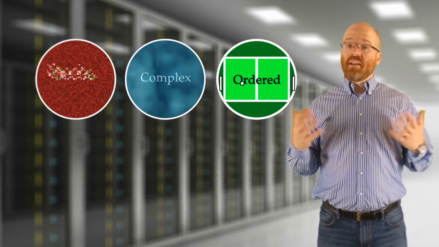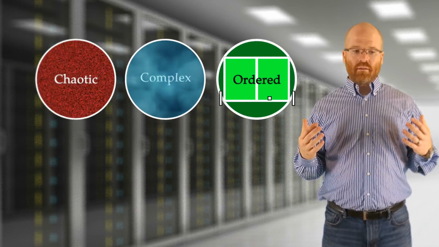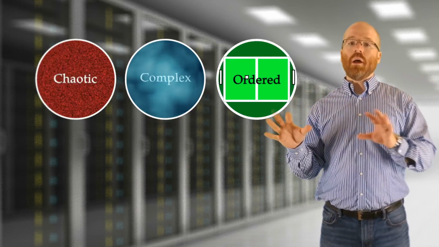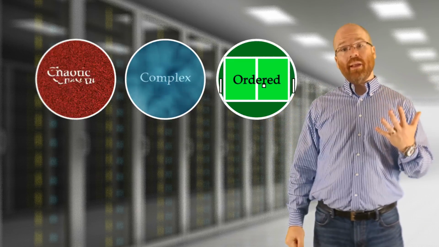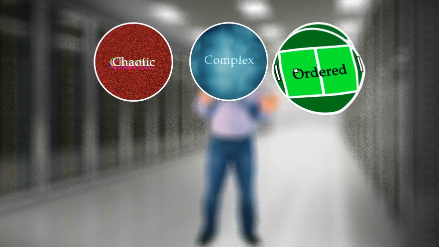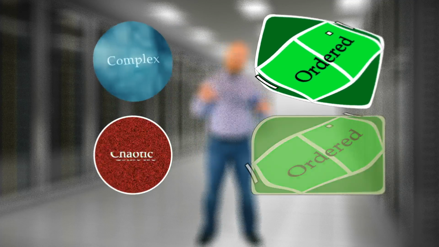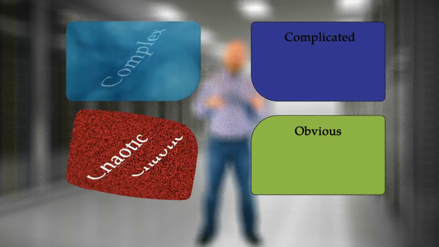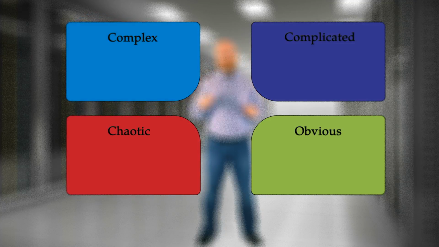What the Cynefin Framework does next is it divides these three systems up into 5 domains. Ordered systems get divided up into 2 domains, obvious and complicated. Complex and chaotic each get their own domain, and there's a 5th domain, disorder, which indicates the state that you're in whenever you don't know which of the other 4 domains your situation puts you in. Now, let's look in a little more detail how each of these 4 domains work.